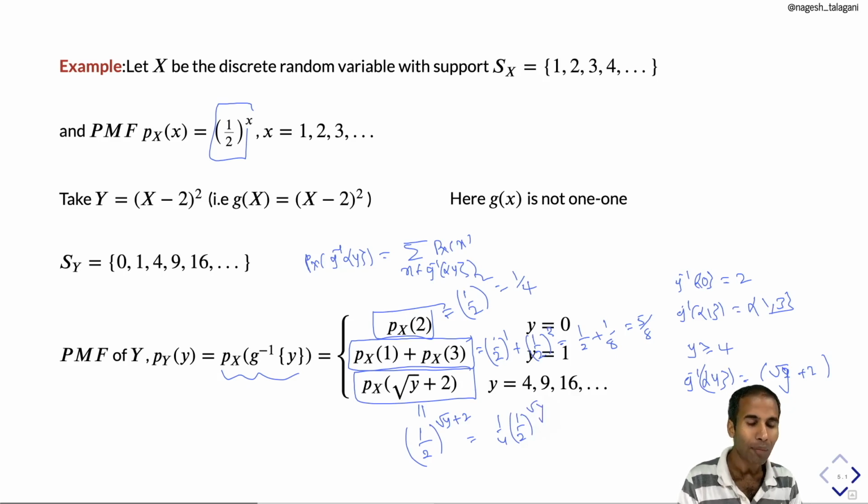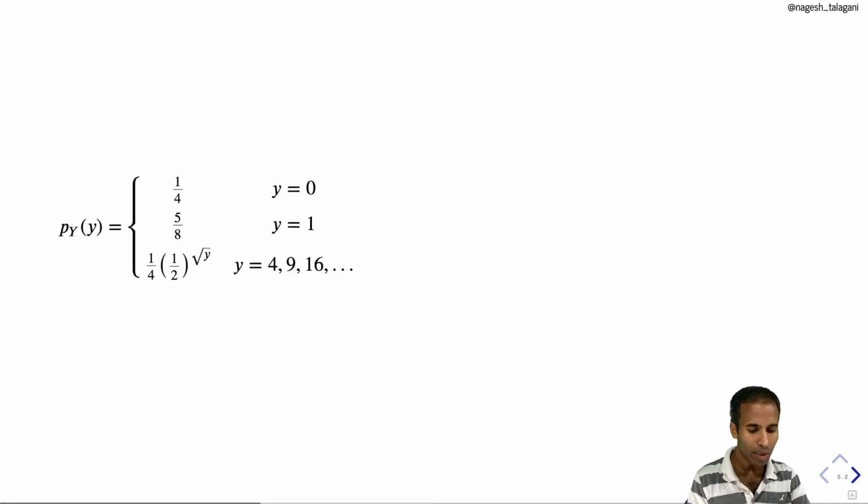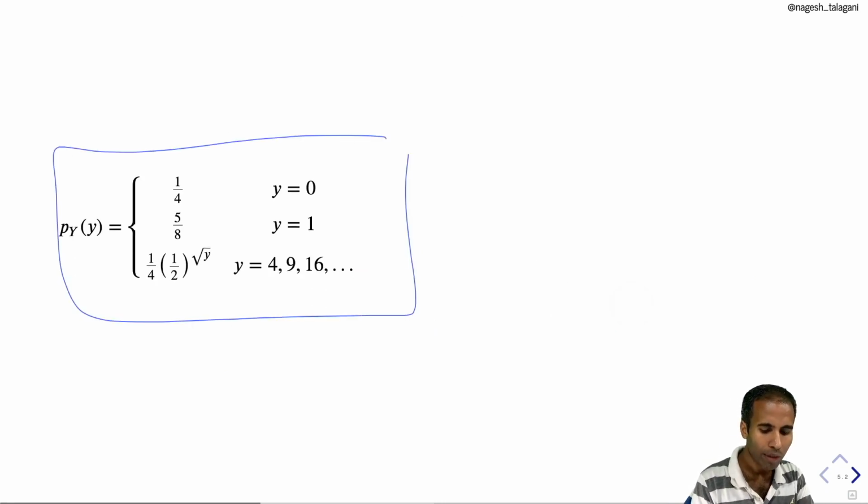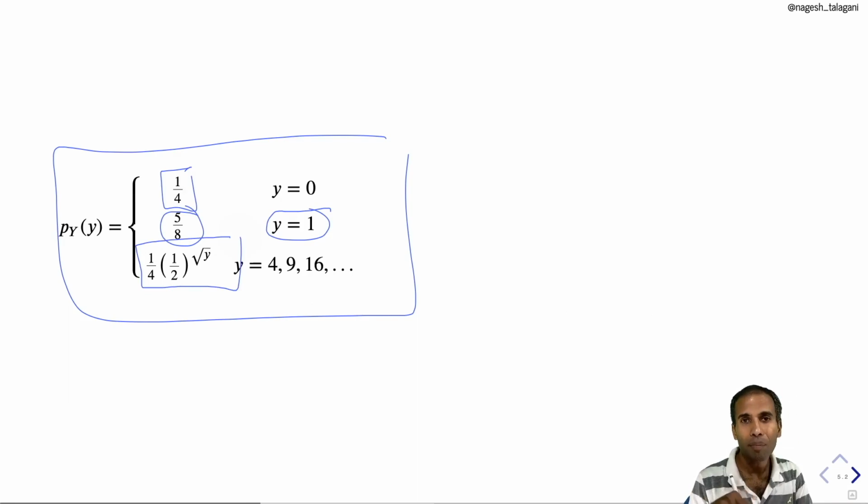This is the PMF of y. When y equal to 0, we got 1 by 4. When y equal to 1, we got 5 by 8. From y equal to 4, 9, 16 onwards, Py of y equal to 1 by 4 times 1 by 2 to the power root y. Let me clear this. So this is our PMF of y that we obtain in terms of the PMF of x.